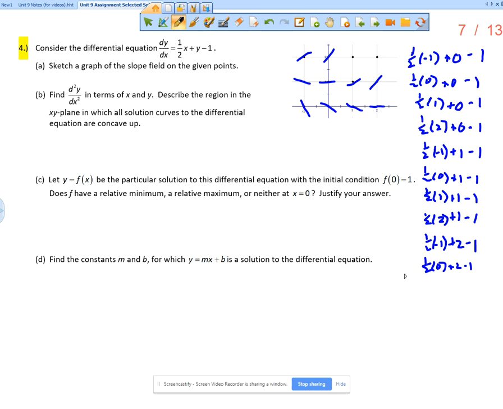Here, 1, 2. Half of 1 plus 2 minus 1. Half of 1 is 1/2, plus 2 is 5/2, minus 1 is 3/2, so it'd be positive 1 and a half. And then half of 2 plus 2 minus 1. Half of 2 is 1, plus 2 is 3, minus 1 is 2, so a slope of 2. So that's our slope field.